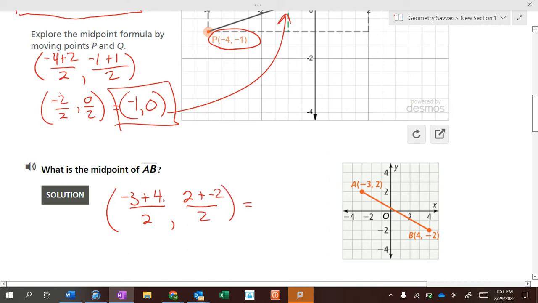So doing the addition, -3 plus 4 is 1, divided by 2. 2 plus -2 is 0, divided by 2. So it's going to be (1/2, 0). So (1/2, 0) is right there. That looks right in the middle.